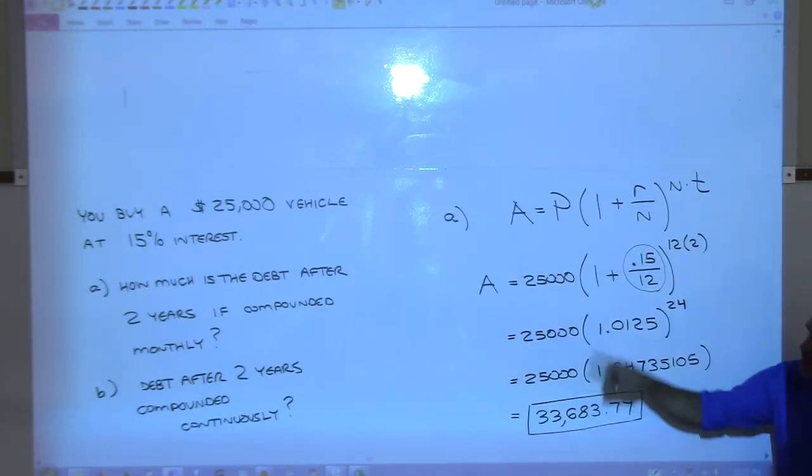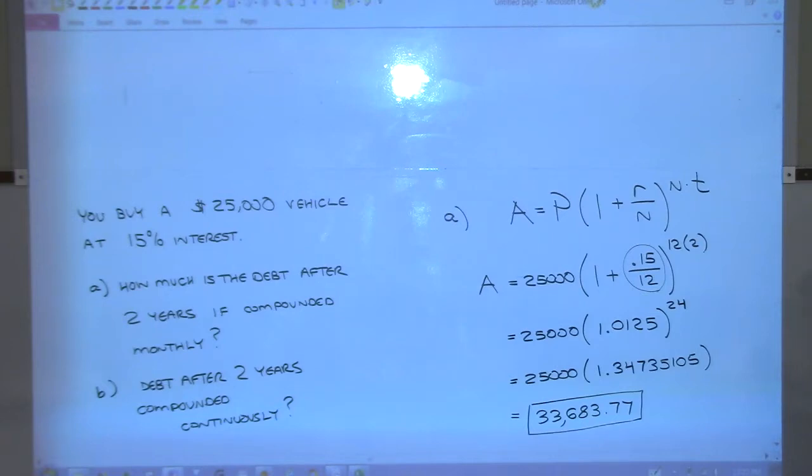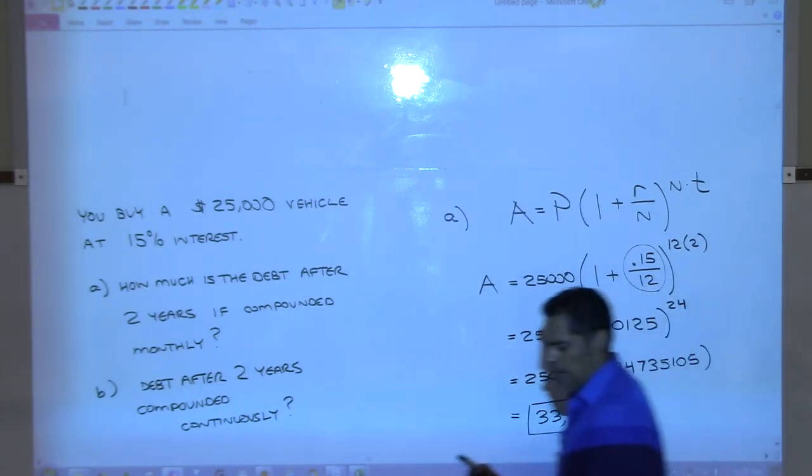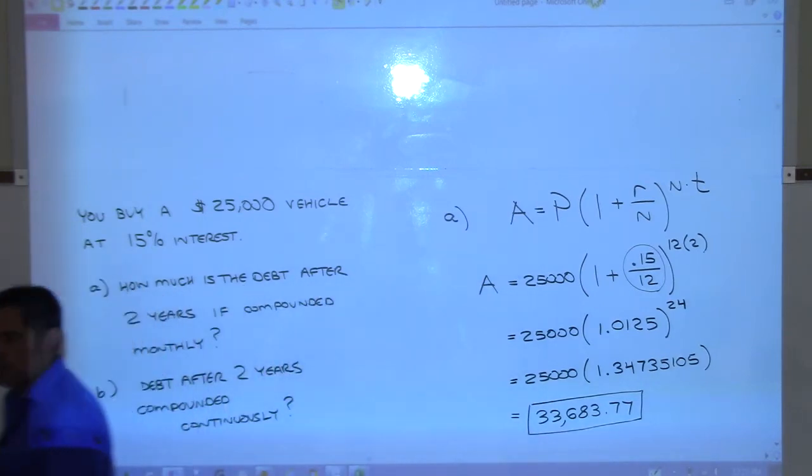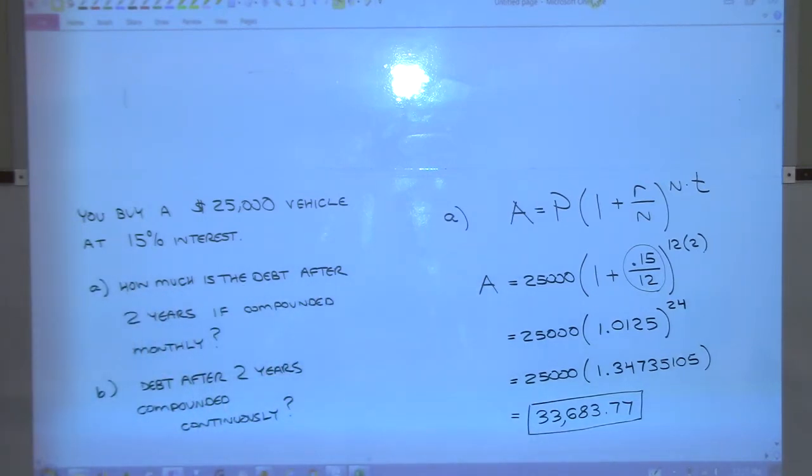So let's do something. Let's take that, let's subtract 25,000. How much in interest did it grow by there? $8,683. So in 2 years, he now owes the bank $8,000 more.